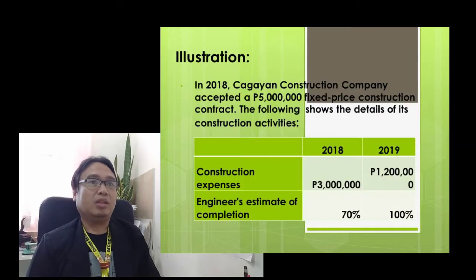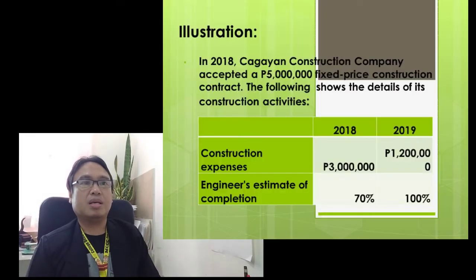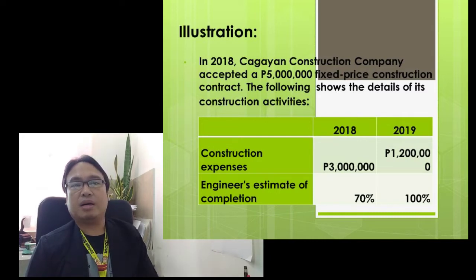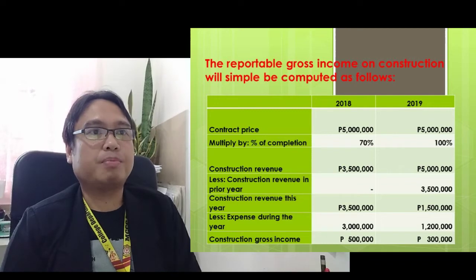Illustration. In 2018, Cagayan Construction Company accepted a 5 million fixed price construction contract. The following shows the details of its construction activities, the construction expenses, and engineering estimate of completion. In 2018, they have 3 million. In 2019, they have 1.2 million. Here's the illustration as follows.